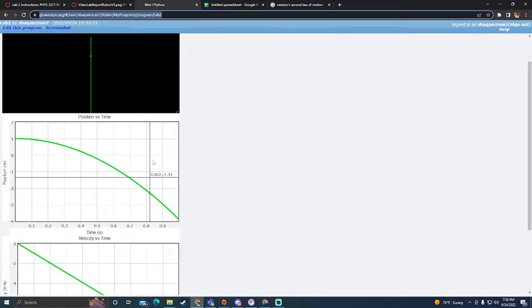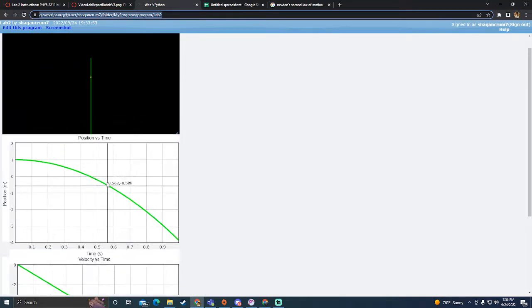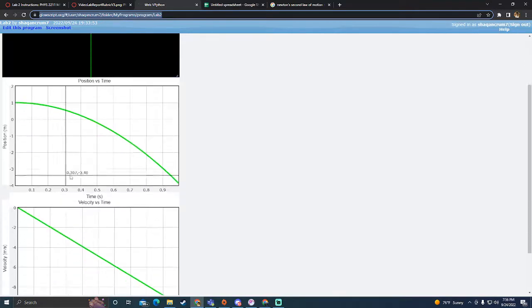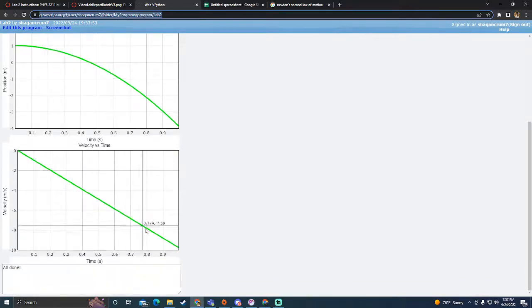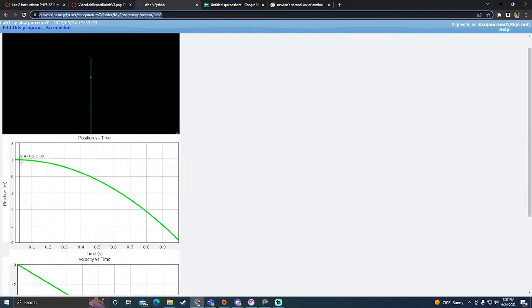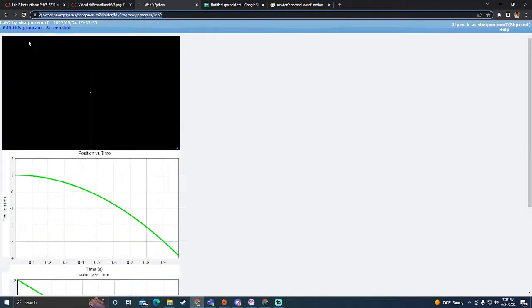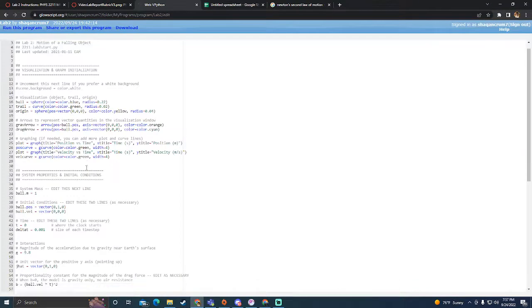So for my graphs, here are my graphs. This is without drag. As you can see, the velocity is going down at a steady rate, and position is decreasing, but it's slowly decreasing more and more because it's accelerating. It's accelerating by gravity.